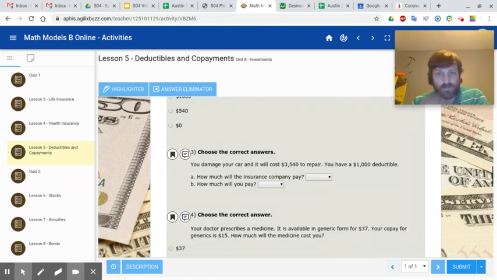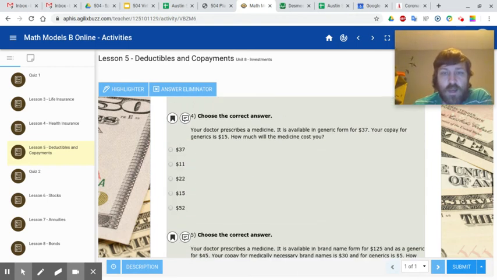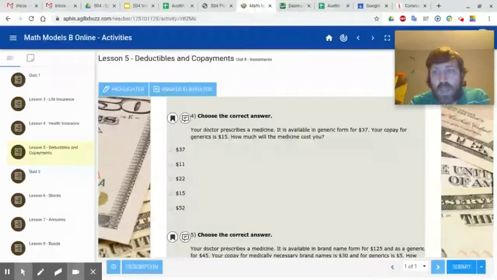Number two, number three. Then it gets down to copay for medications or doctor's visits. A copay is a flat amount that you pay. It doesn't matter how much the medicine costs. You pay the copay amount, not the actual amount.